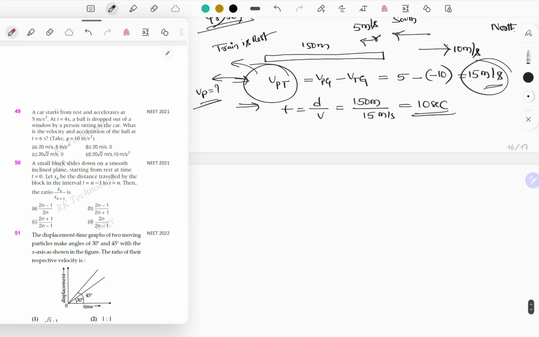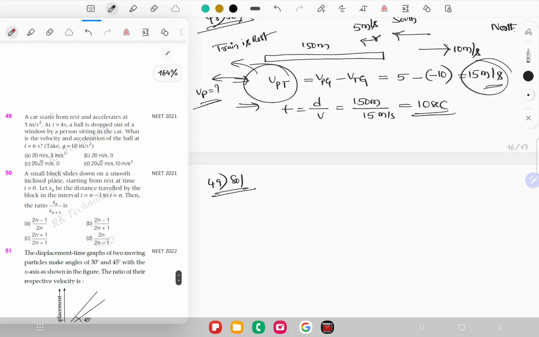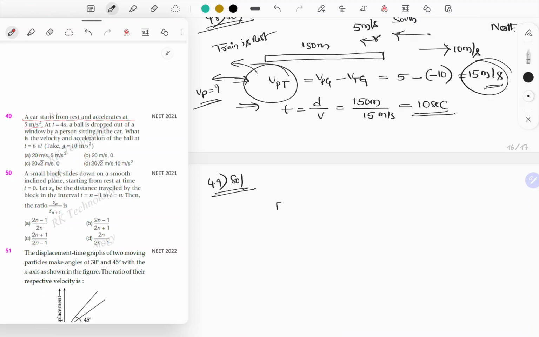Look at these questions. Question number 49, recent year questions. A car starts from rest and accelerates at 5 meter per second square. Observe carefully. Starts from rest in the sense initial velocity is equal to 0. So acceleration is 5 meter per second square.